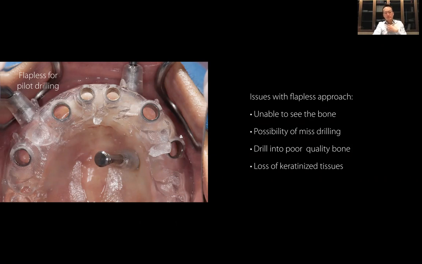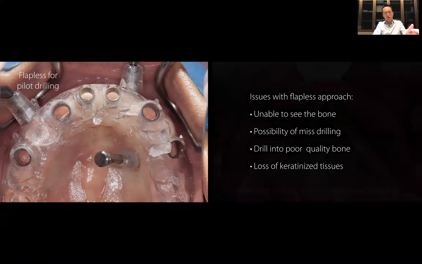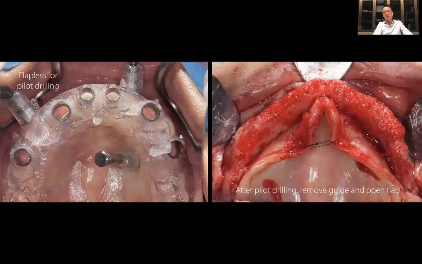So for me, even if I'm using a surgical guide, after I do my initial pilot drilling, I will actually remove the surgical guide and then raise a full thickness flap to see where the bone is and where my osteotomies are. I need to make sure my initial pilot drilling is right on the spots or on the positions I planned.